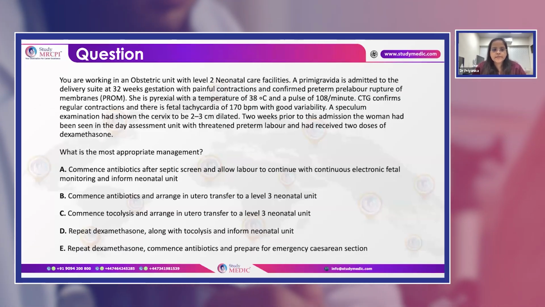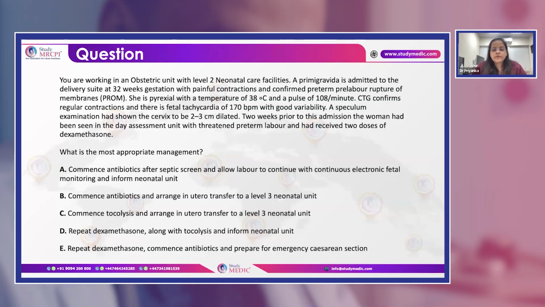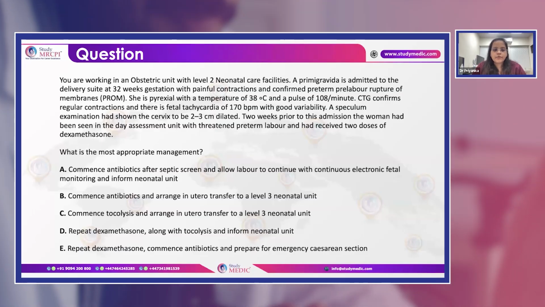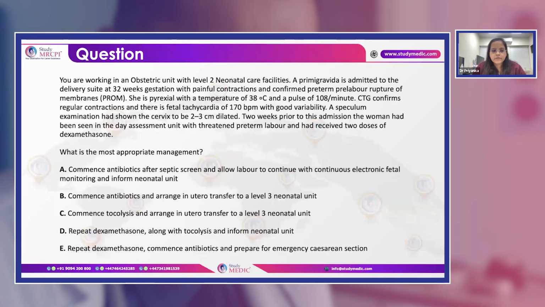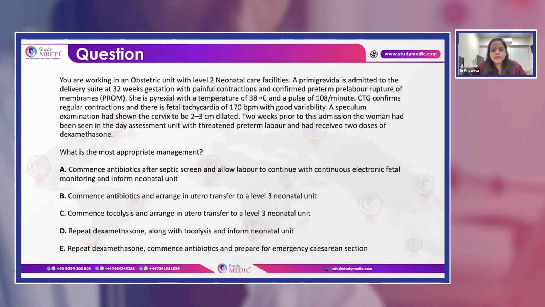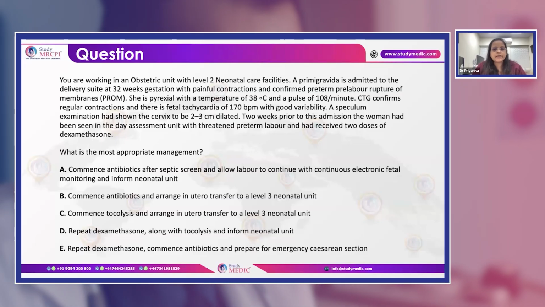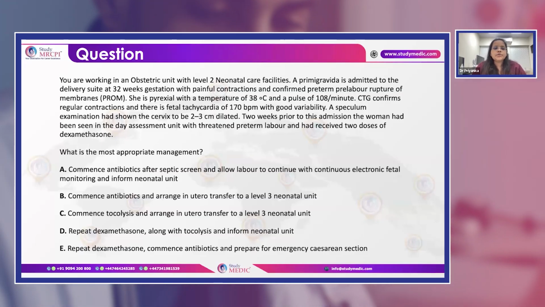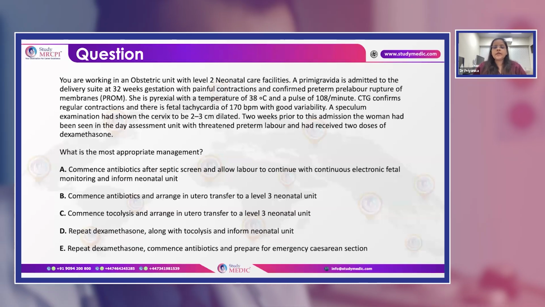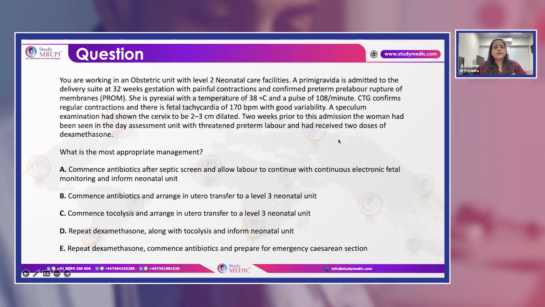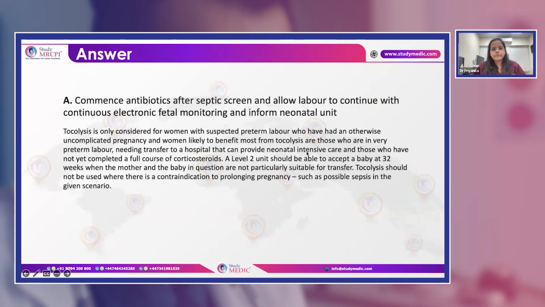She has received steroids. Answer D is we do not give a second dose of steroids again. We do not give repeat courses if we have already given. So repeat dexamethasone with tocolysis is also not a correct answer. Even repeat dexamethasone with antibiotics and doing an emergency cesarean is not a correct answer because there is good variability. So the answer here is answer A, that is giving antibiotics after septic screen and allowing the labor to continue with continuous electronic fetal heart rate monitoring.